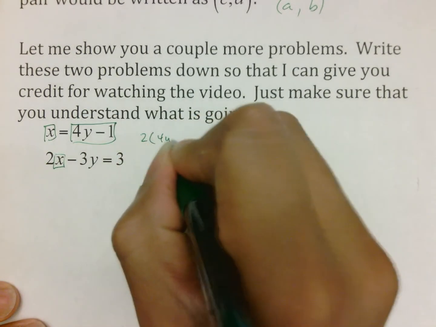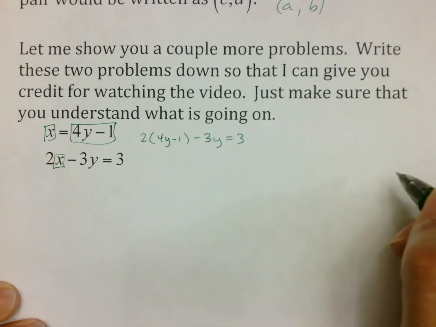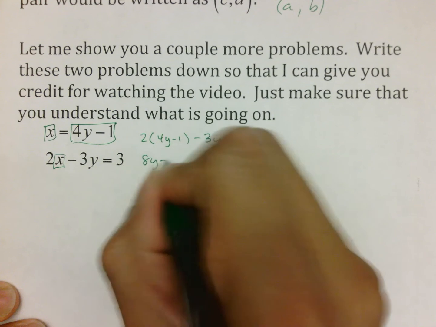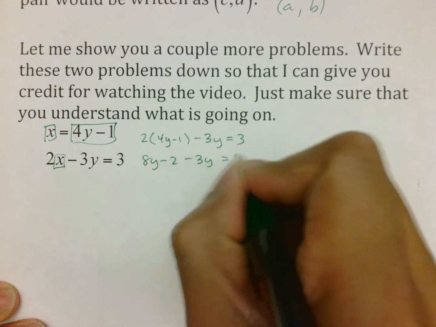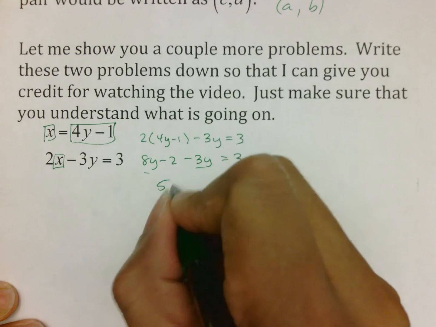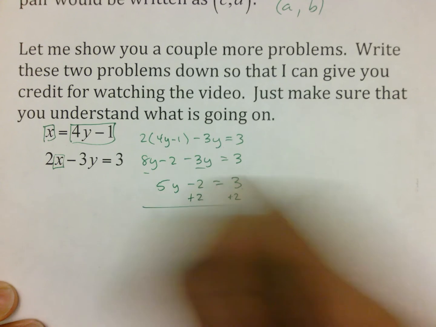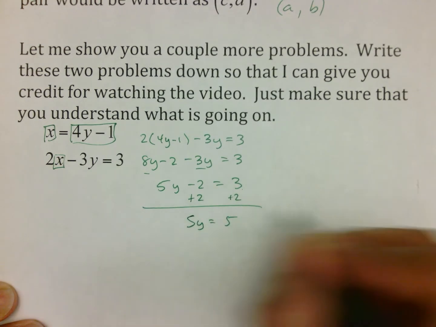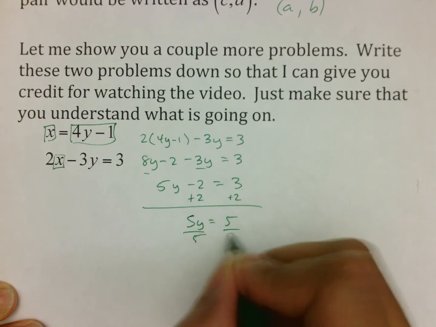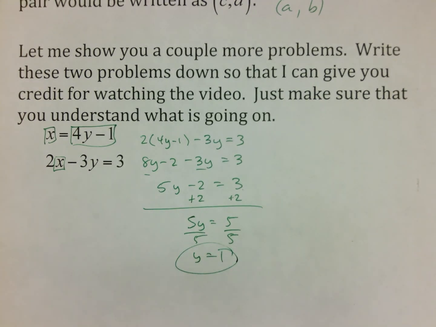So you get 2 parentheses 4y minus 1 minus 3y equals 3. You then have 8y minus 2 minus 3y equals 3. You then take those two parts, put them together, 5y minus 2 equals 3. Adding 2 to both sides, and remember, you can pause this to get to that stuff if you need to. I'm just getting to the first answer, because I think you know how to do that already. So you can pause before I move if you don't understand what I did next, but just write those steps down.